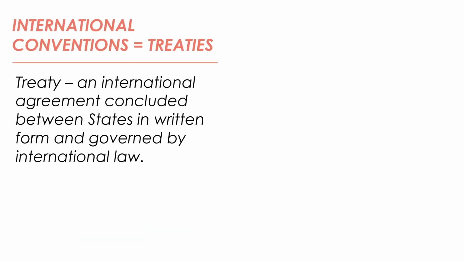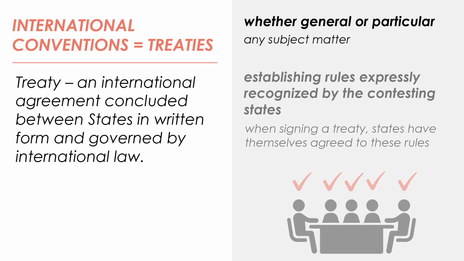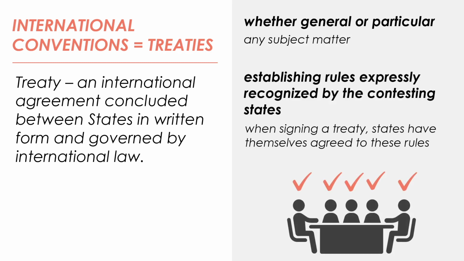Let's begin with the international conventions, which are in fact treaties. Treaty is an international agreement concluded between states in written form and governed by international law. So, whether general or particular means that it can have any subject matter. Establishing rules expressly recognized by the contesting states, this means then when signing a treaty, states have themselves agreed to these rules.